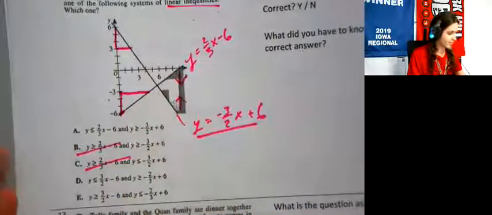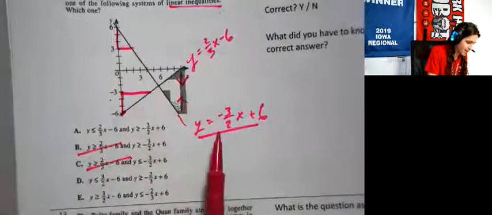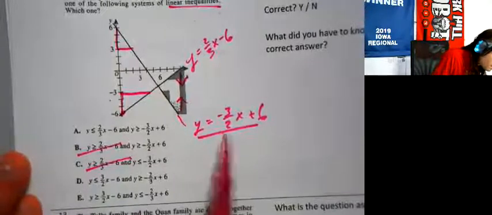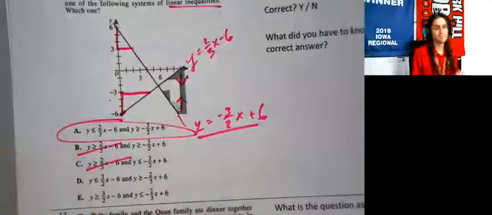Up 3 over 4. Yeah, okay. So what are we looking for? We're looking for the one that's less than the 2/3 and greater than the -3/2. And it's answer right there, A. So I got to be able to say, okay, which one is it above? Which one is it below?